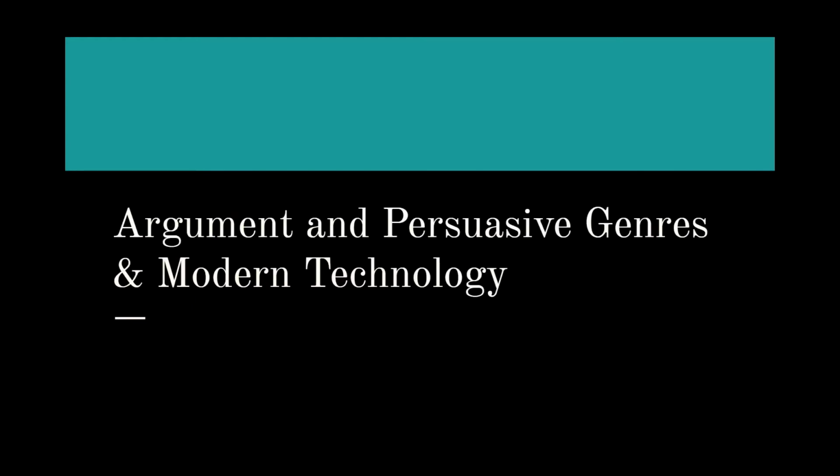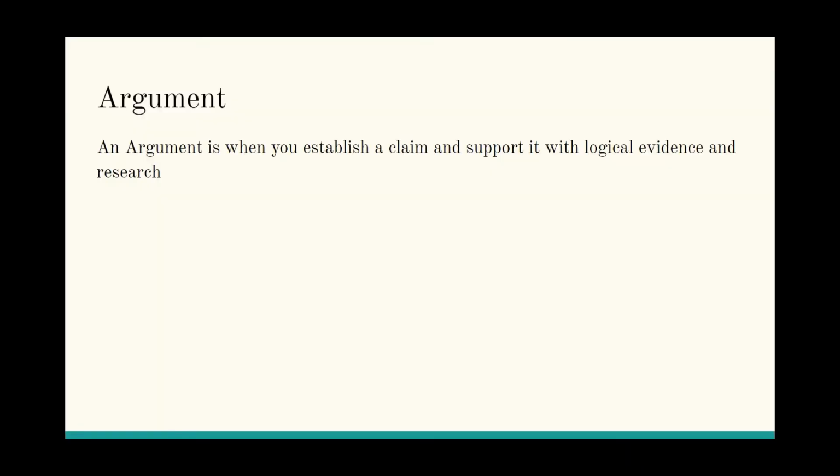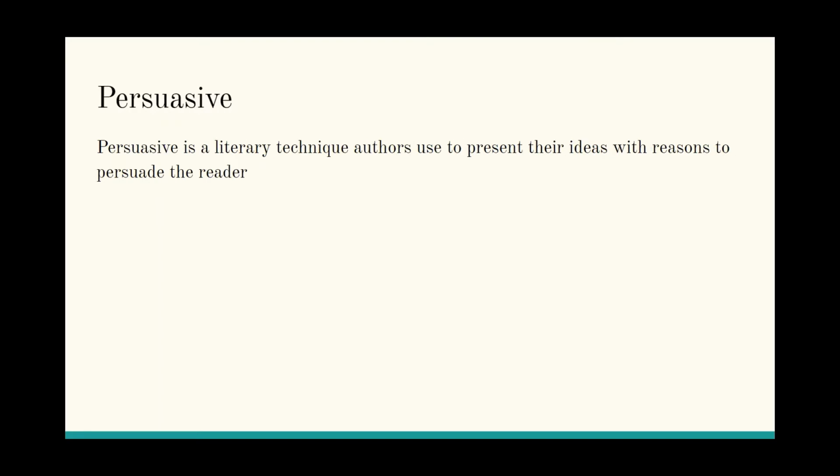So today we will be learning about argument and persuasive genres and modern technology. So let's get started off with argument. An argument is when you establish a claim and support it with logical evidence and research. Persuasive is a literary technique authors use to present their ideas with reasons to persuade the reader.